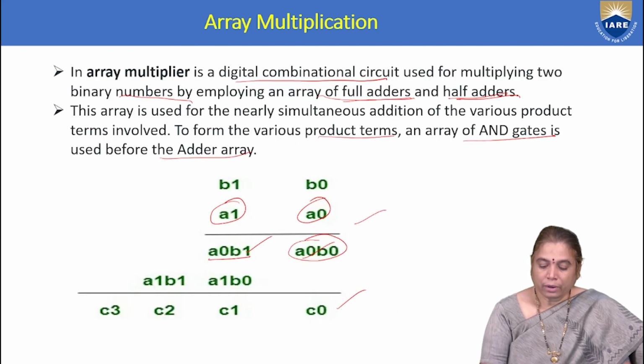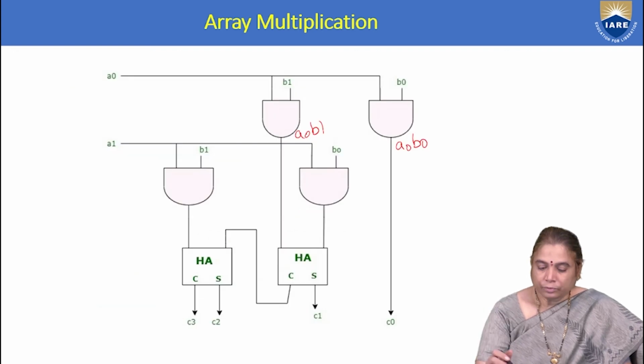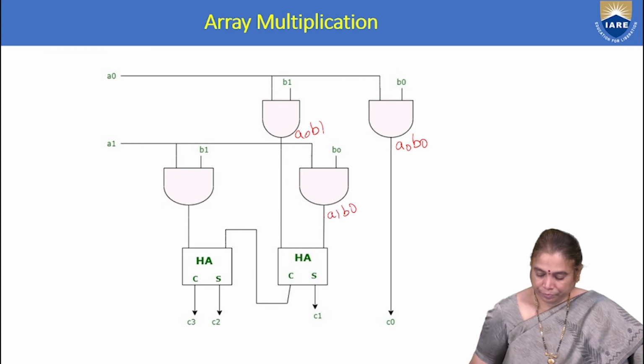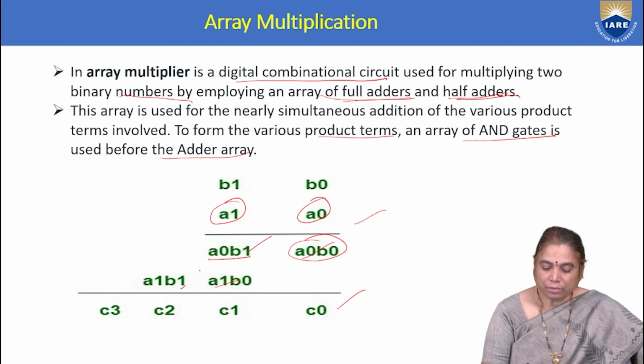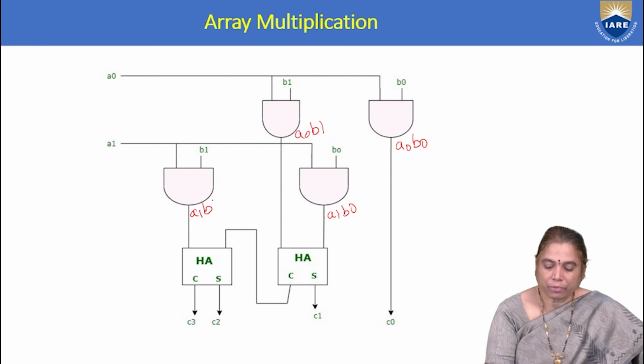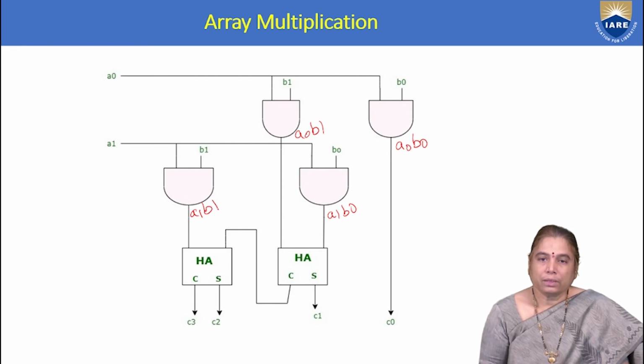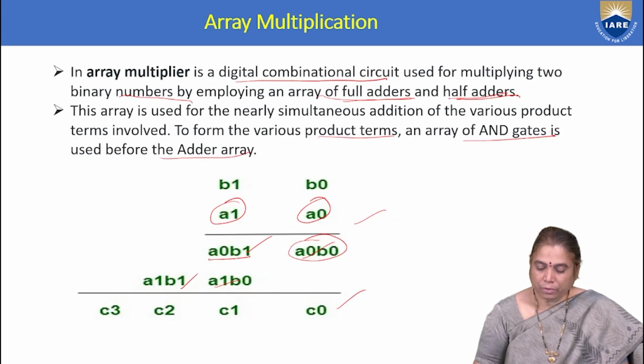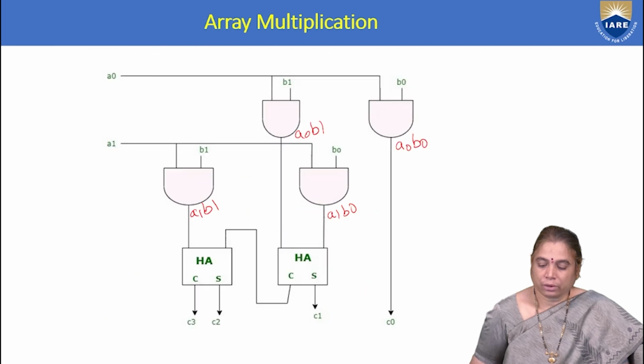The next term is A1 B naught. So this AND gate will produce A1 B naught. Next term A1 B1. So this AND gate can produce A1 B1. After this, the partial product terms can be added. The first term is a single term, so this summation leads directly to the product term C naught.